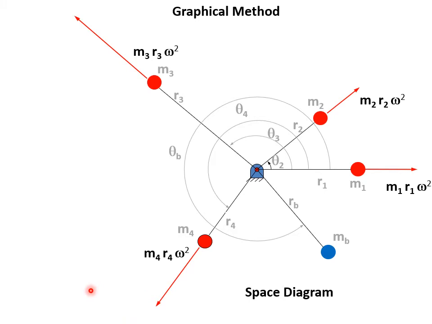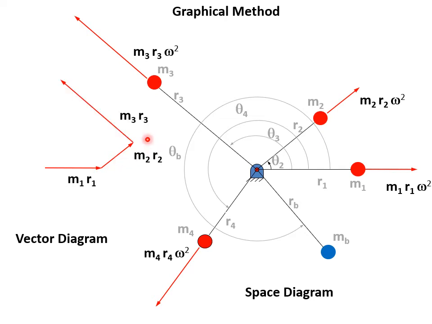So after making the space diagram, we simply make M1R1 in the horizontal direction. Then M2R2 at an angle theta B. We have to remember that the next vector M2R2 should start from the arrow of the previous vector, and the angle has to be taken from the horizontal direction in the anti-clockwise sense.